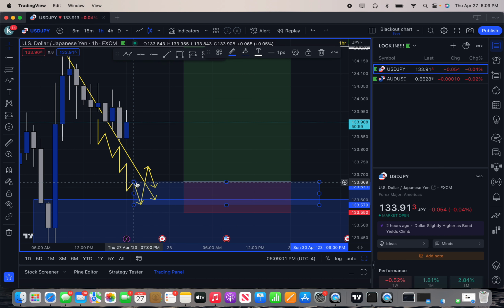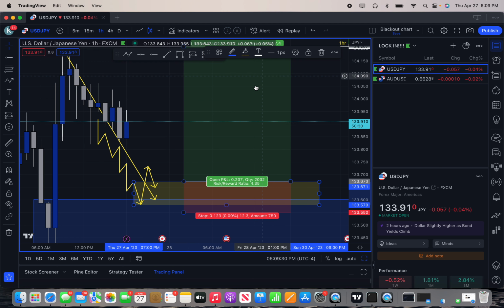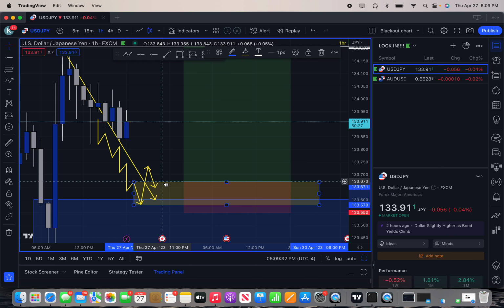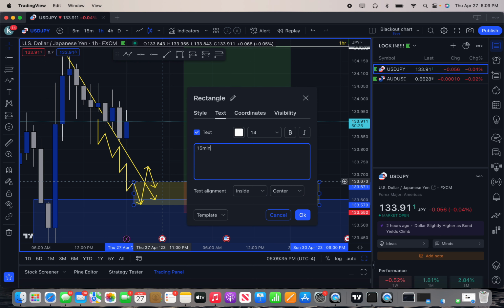For my 15-minute supply and demands, or what I like to call my entry supply and demands, because I don't really use 15-minute structure or 5-minute structure for anything other than entries. I use 4 hour structure to give me an overall idea of why price is moving the way it is, and then I use 1 hour structure to actually present to me my trading range that I'm looking to trade within. But my entry supply or demands are shaded in yellow with a blue outline, and then I will write it on there. So I will write 15-minute here.